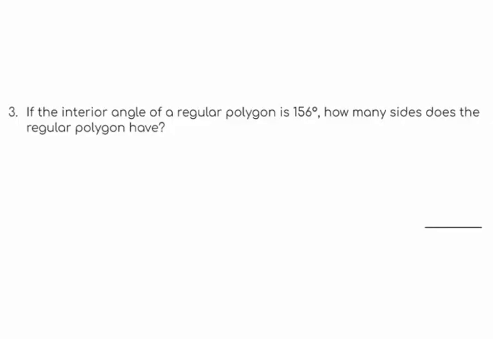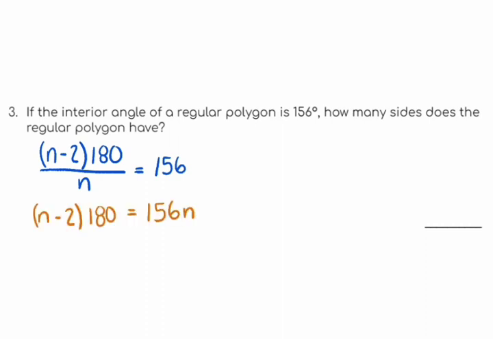Problem number 3, we need to figure out how many sides a regular polygon has if the interior angle is 156 degrees. So we take the formula, n minus 2 times 180, and divide it by the number of sides, n, and set that equal to 156. Don't like fractions, so I multiply both sides by n to get rid of the fraction. To get rid of the parentheses, I distribute the 180 over n minus 2.